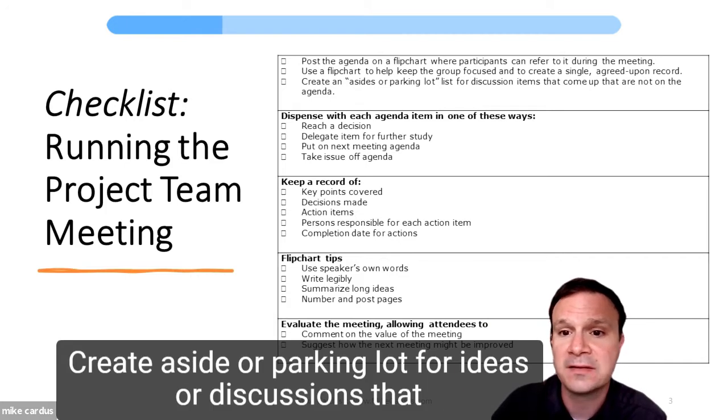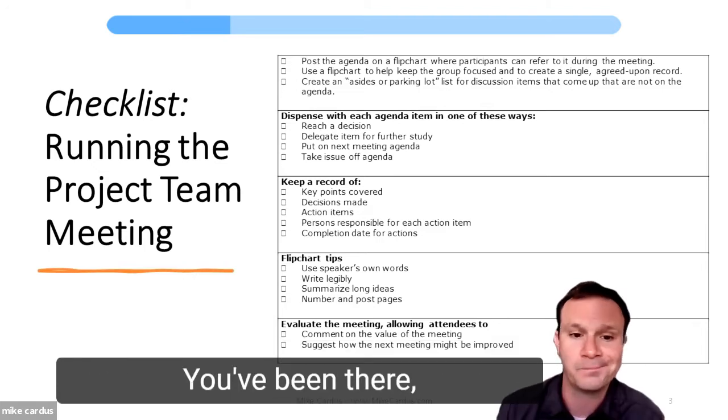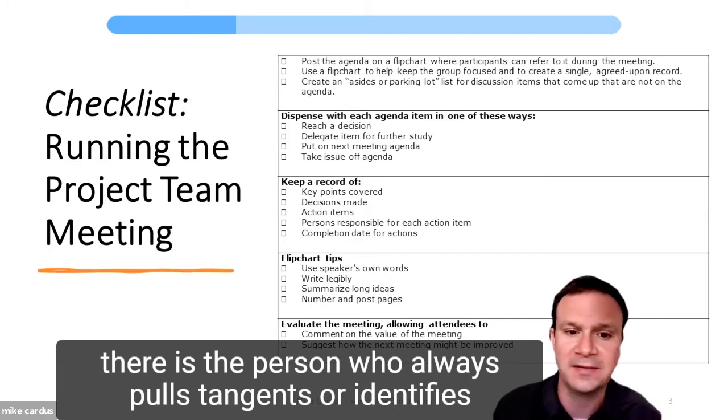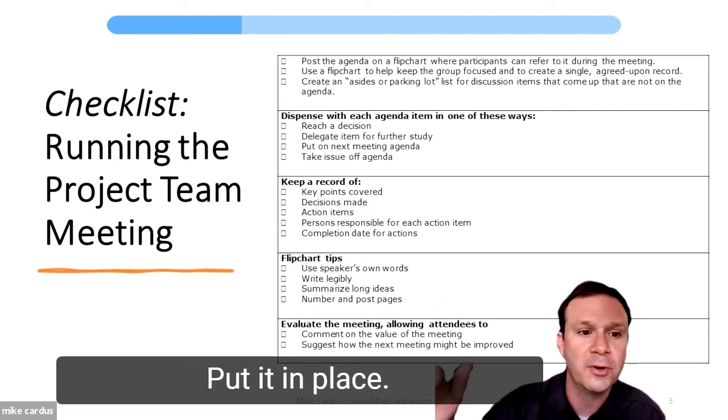Create an asides or parking lot for ideas or discussions that come up but aren't appropriate to the agenda today. You've been there. There is the person that always pulls tangents or identifies areas that are not part of the meeting. Create an area to document those things, put them in place.